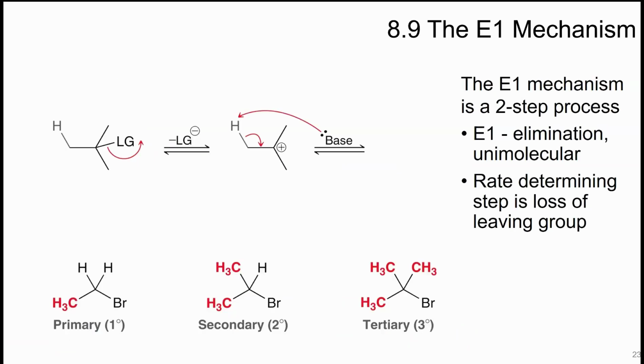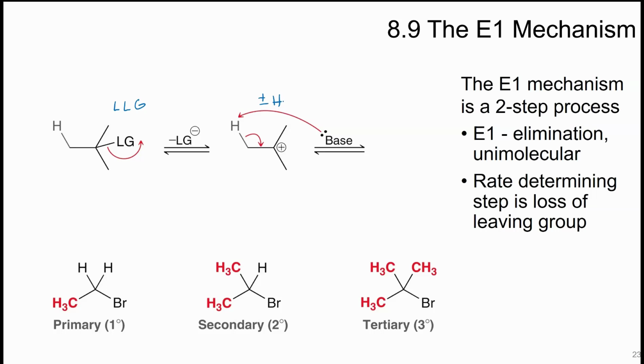The E1 mechanism is a two-step process, just like in the SN1 mechanism. E1 stands for elimination, unimolecular. So the mechanism arrows you see here are just like the SN1. The first step is the same. We have loss of leaving group. And then the base can come and grab the proton after the carbocation is formed and eliminate the hydrogen. This is a proton transfer.